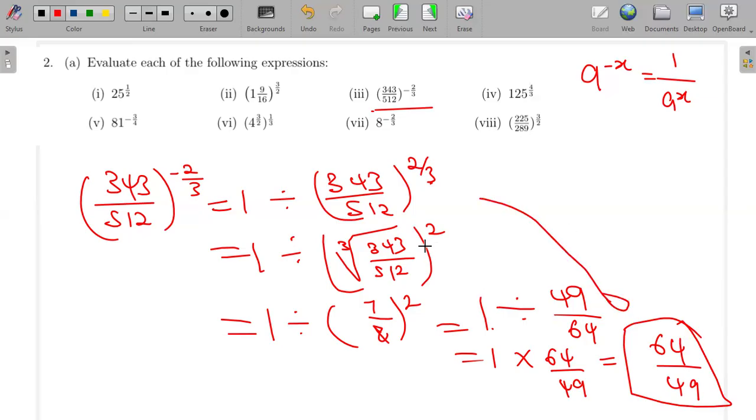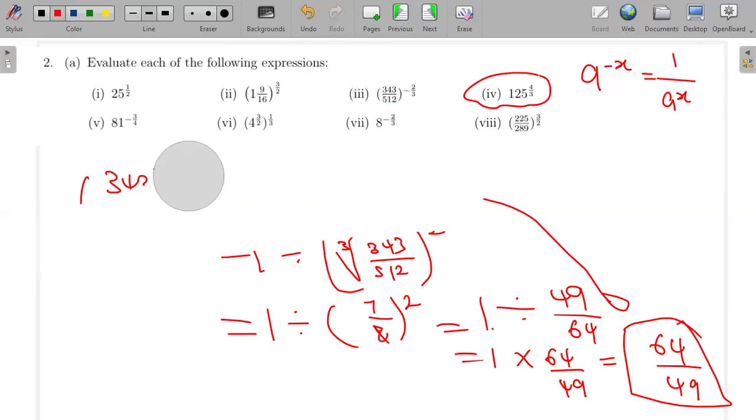Right, so any questions, you're welcome. But if there are no questions, I'll solve this last one, and then I'll leave the other 4 for you guys. So you can try them out.